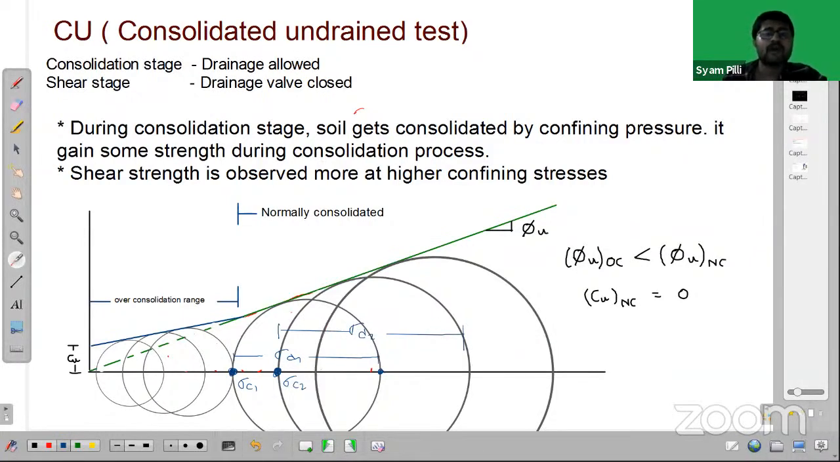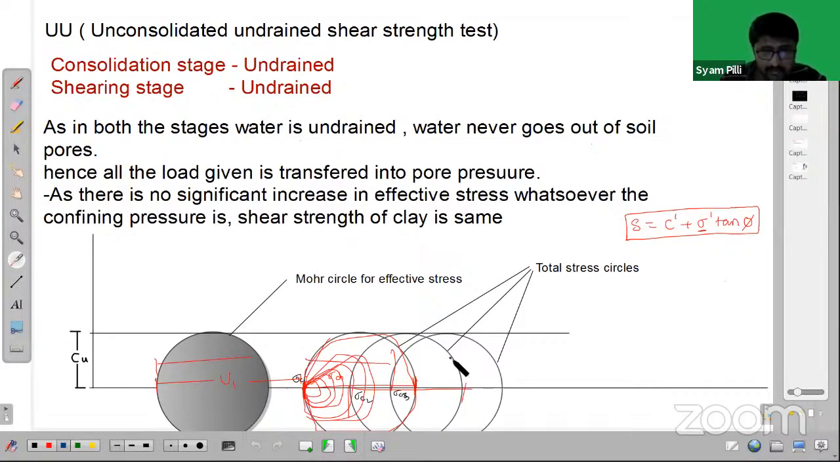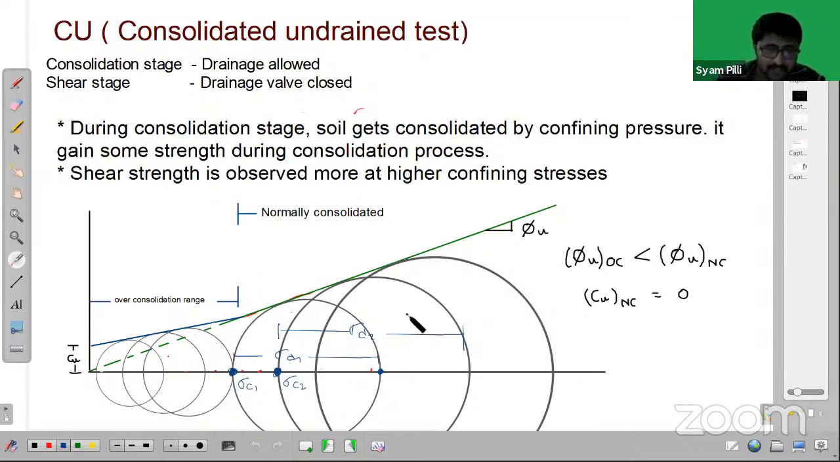Which is not observed in the UU test. UU test में हमको सारे Mohr circles एक ही जैसे दिख रहे हैं ना, same diameter. But here the Mohr circles are different diameters. Why? Because हम लोग क्या किया था इधर फर्स्ट स्टेज में. So you allow the water to go out. पानी जा रहा है तो क्या हो रहा है? Consolidation तो हो रहा है ना. So the soil gets stiffened. As the soil gets stiff, the strength of the soil gets increased. That is why it is taking more load.